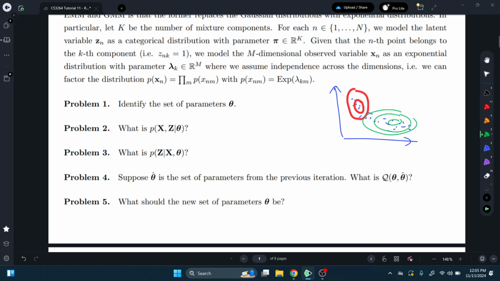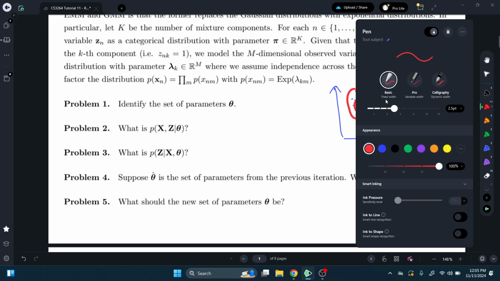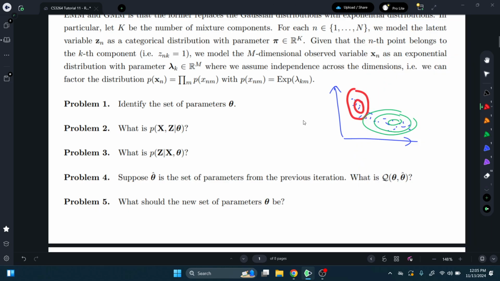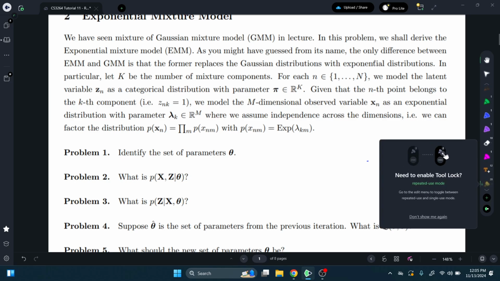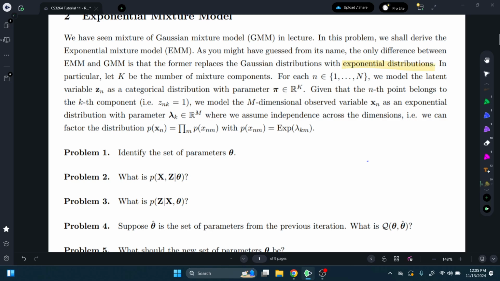Now we are going to apply the same concept, but to a model which uses an exponential distribution. So let's look through the problem statement together. We want to derive the exponential mixture model. From the name itself, the only difference is that one uses the Gaussian distribution, whereas the other utilizes the exponential distribution.